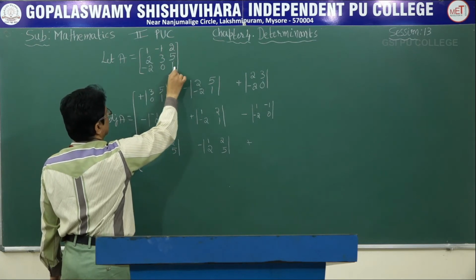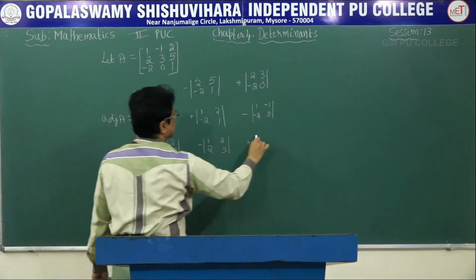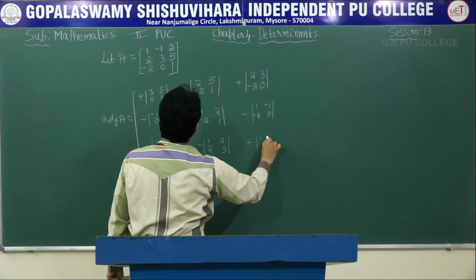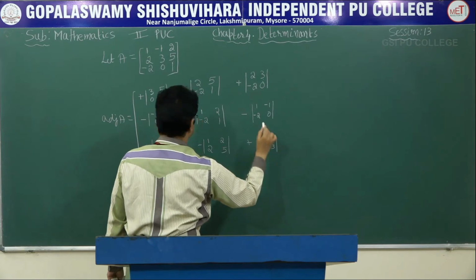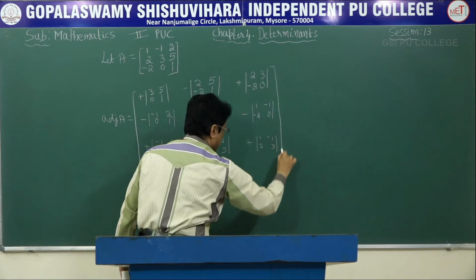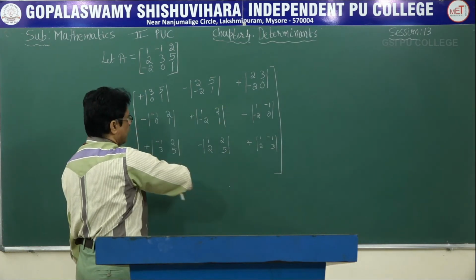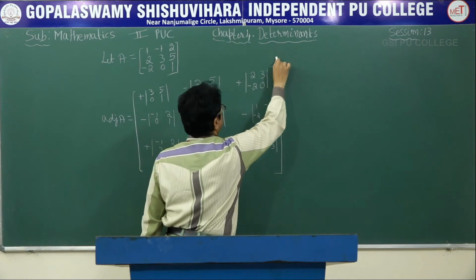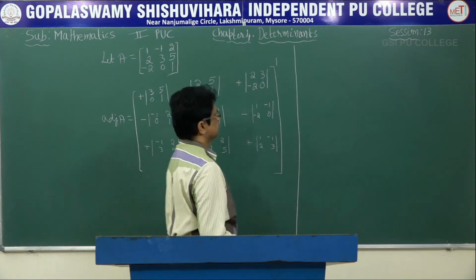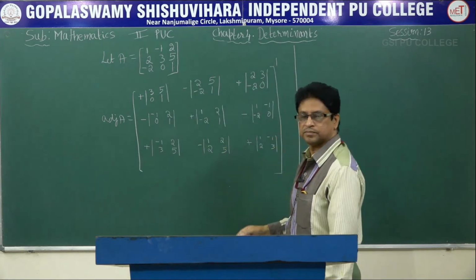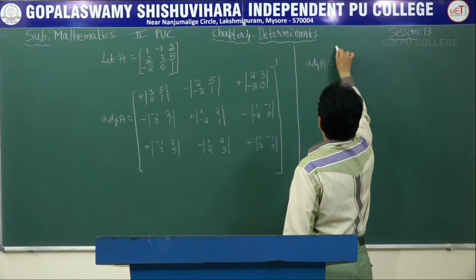I eliminate the third row and third column and take the determinant of the remaining elements. Plus 1, minus 2, 3. Whole thing. This is adjoint A, as nothing but the cofactor matrix transpose. So we shall put dash.